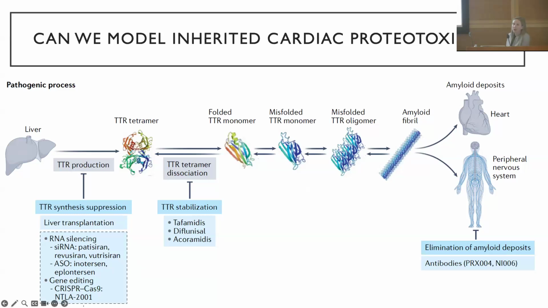So for those of you who may not be familiar with transthyretin, it's a protein that is produced in the liver. In its normal function, it exists as a tetramer, and it's secreted into the blood where it transports thyroid hormone and retinol binding protein. Just like synuclein, for reasons that are really not well understood, that tetramer becomes destabilized to monomers. Those monomers then become misfolded and amalgamate into oligomers, which then organize into fibrils and deposit into the heart, causing heart failure, as well as into the peripheral nervous system.